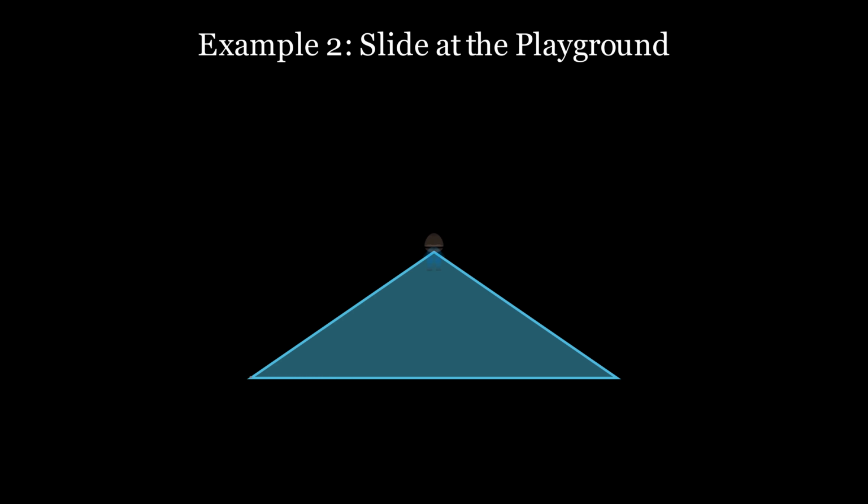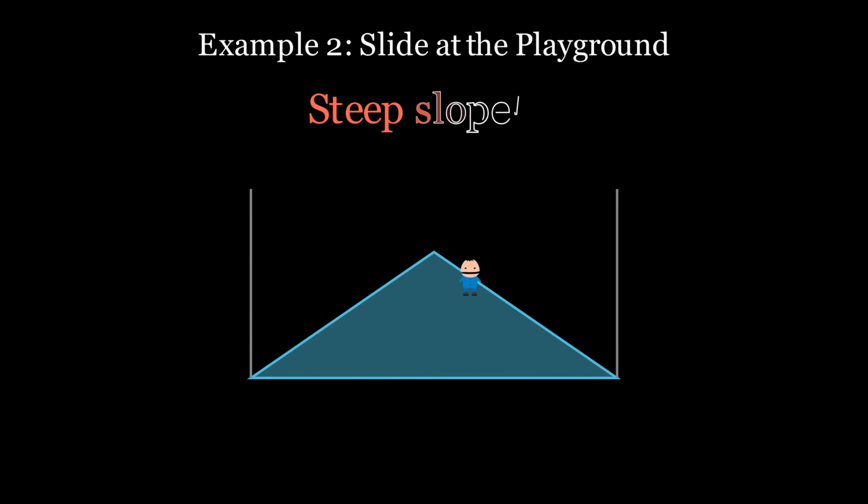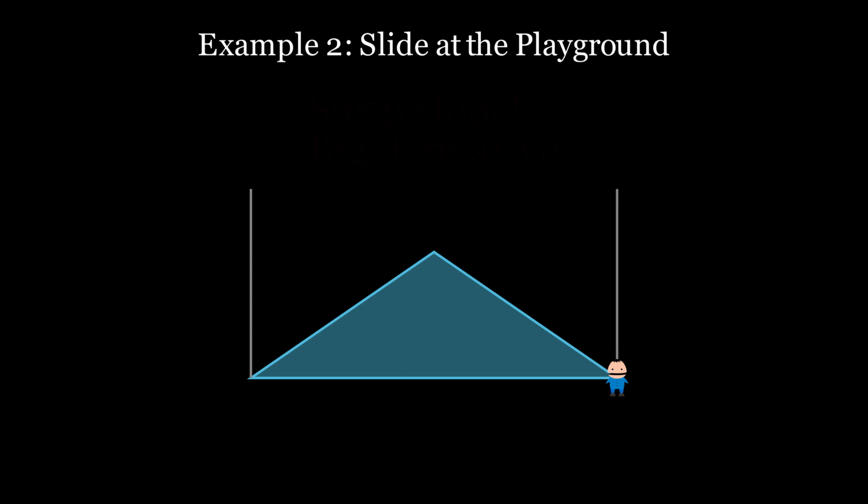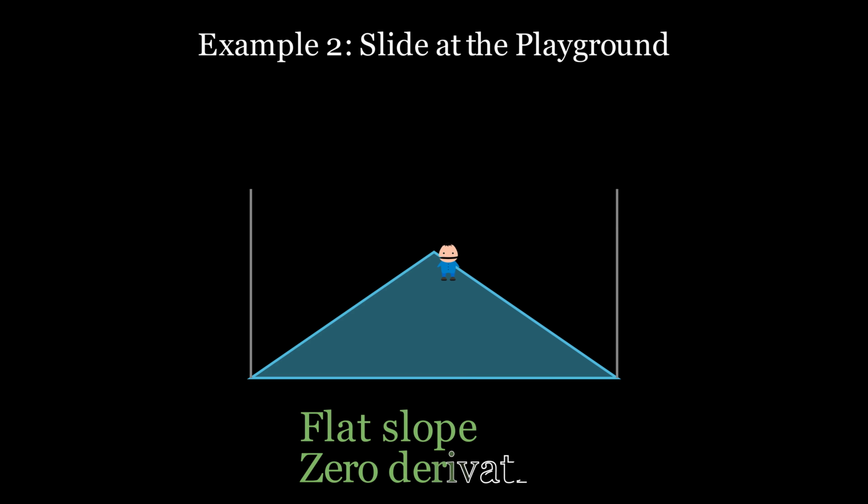Let's make this even simpler with an example, going down a playground slide. Imagine a child sliding down. At the steep part, they accelerate quickly. This is like a big derivative. At the bottom where the slide flattens out, they slow down. This is like a zero derivative. This shows how derivatives measure how quickly things are changing at any point.